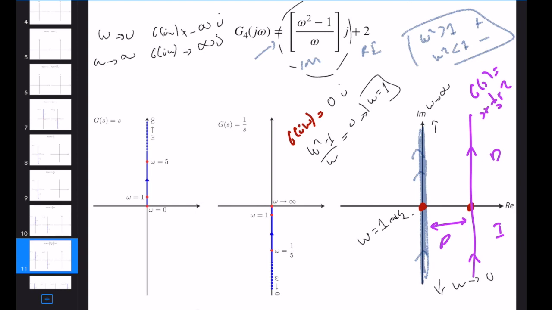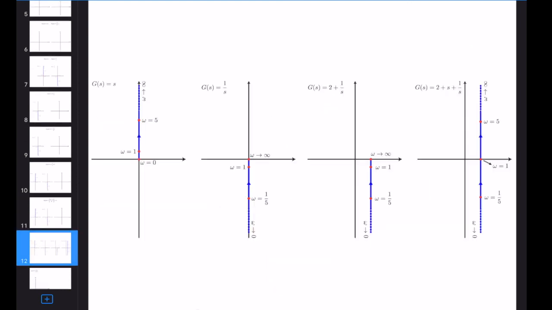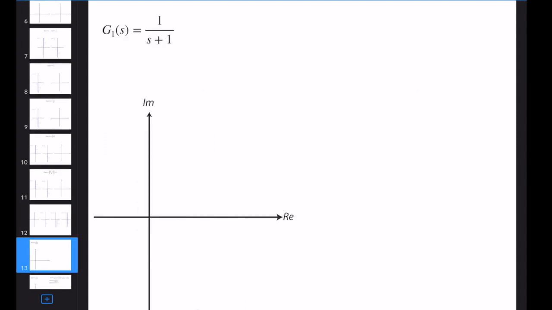Okay, so if we look at all of the polar plots that we draw so far, we have s, 1 over s. So this is D, this is I, this is PI, and this is PID. Okay, these are polar plots. So these are the most simple and basic polar plots, and obviously we will draw more complex and more important polar plots to analyze system behavior.